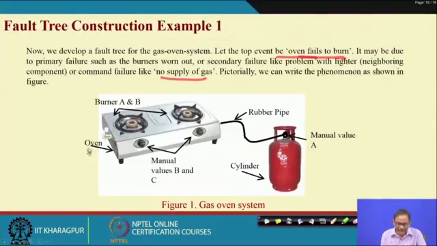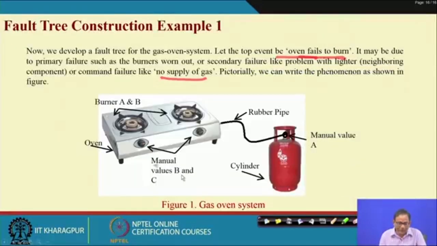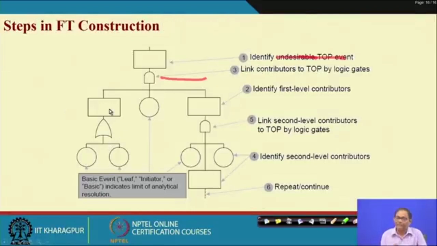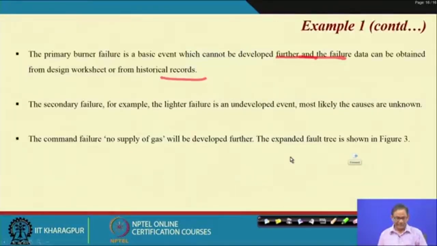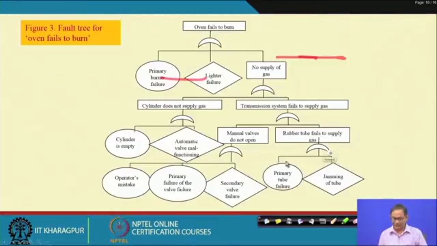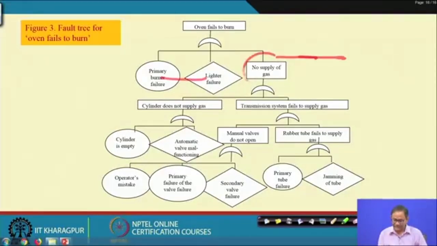So, when you put this rectangle symbol, these are all common cases, basically common failures, and they may be intermediate failures, and finally they may be component level failures. So, when you come down to component level failure, put a circle. Then what happened? Finally, no supply of gas: cylinder does not supply gas, transmission system fails to supply gas.